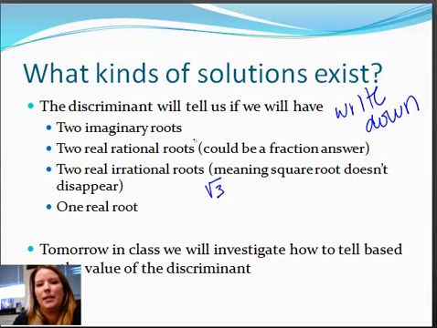Alright, a rational number is like 1/2. It's a nice pretty fraction. Alright, or we could have one real root. And so what the discriminant does, once you find out what the value is, you can tell based on that value what kind of answer you're going to end up with.